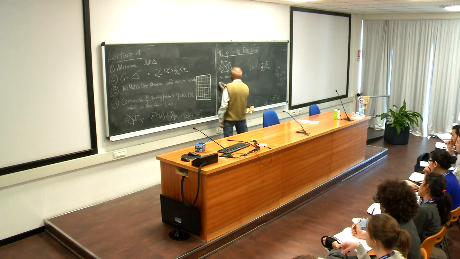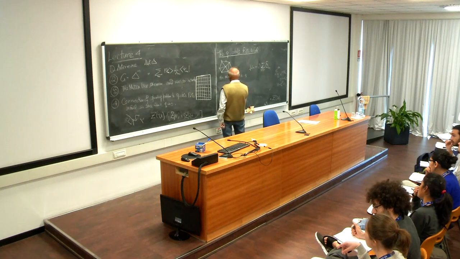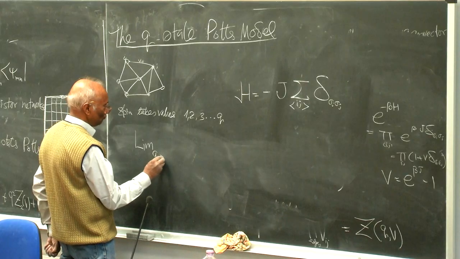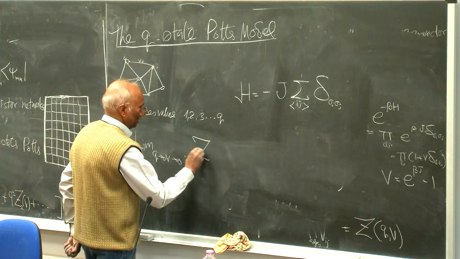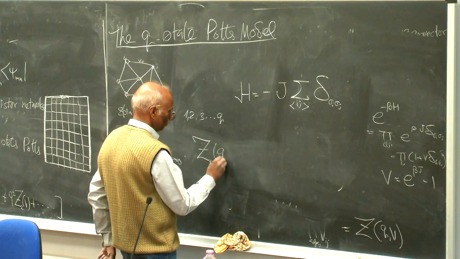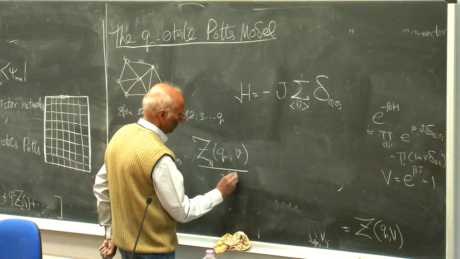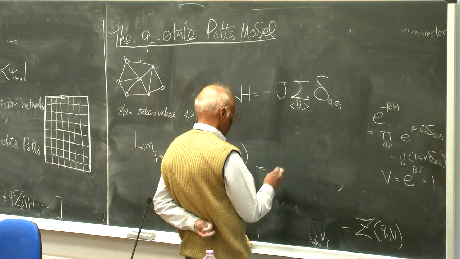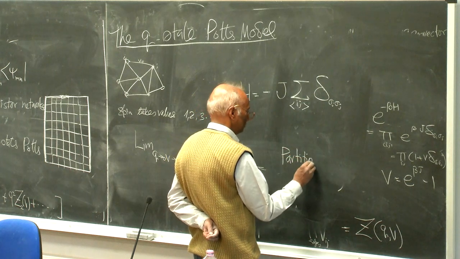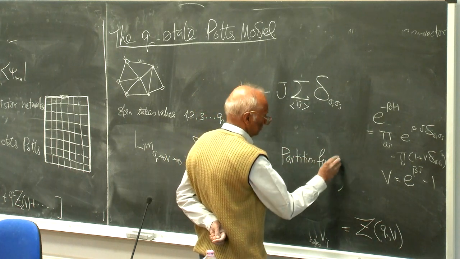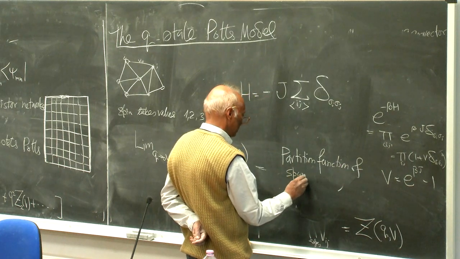And so we will state now an obvious result: the limit as q tends to 0, v tends to 0, of Z_n(q, v) divided by q v^(n-1) is equal to the partition function of spanning trees on the lattice.